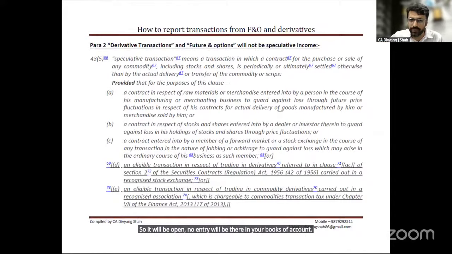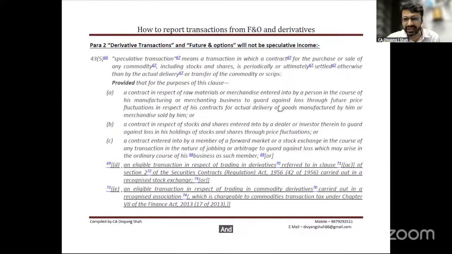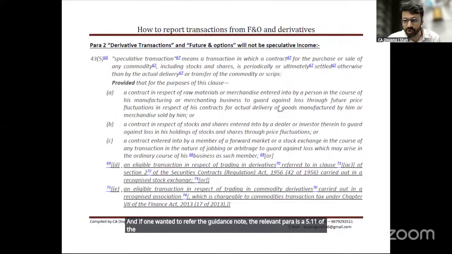As I understand, if you have paid some premium for that, that will be shown as expenditure. But otherwise, no entry will be there in the books of account, and nothing will be offered in the financial year or previous year 24-25. And if one wants to refer to the guidance note, the relevant para is 5.11 of the guidance note, the new guidance note issued just a few days back. That is the revised 2025 one. That para I'm referring to.